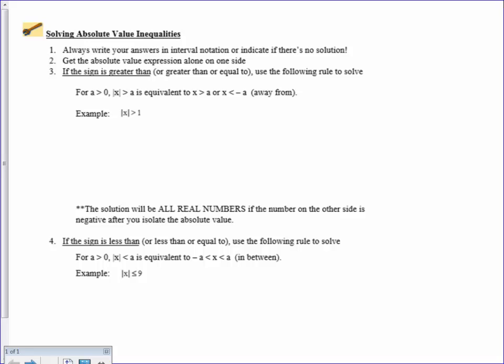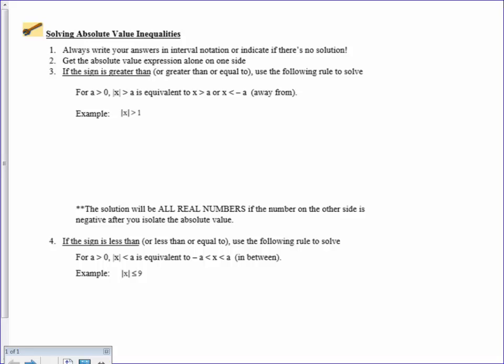I would like to explain how to solve absolute value inequalities. In prior lessons, we have learned how to solve absolute value equations, which means that there was an equal sign in your problem. In these particular examples, you will see either a greater than or a less than symbol in your problem. First thing, make sure that you isolate your absolute value on the left-hand side as before. Then it depends on if your sign is greater than or if it's less than as to how you're going to solve.